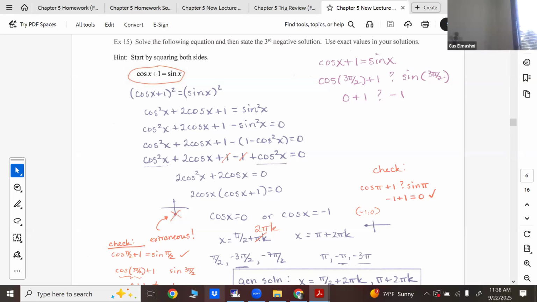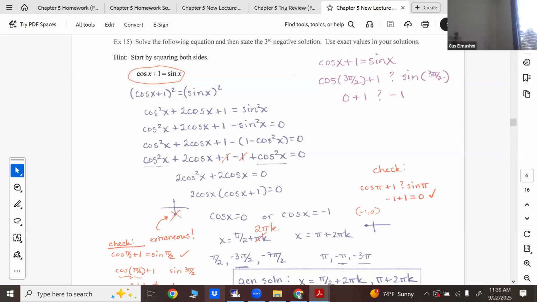Okay, so square both sides. Verb cosine squared, 1 minus cosine squared, combine everything correctly, you should get 2 cos squared x plus 2 cos x. Factor out 2 cos x, you should get that. I think I've seen that for most of you guys. So when this equals 0, using the zero product property, of course cosine 0 happens at pi over 2 and 3 pi over 2.